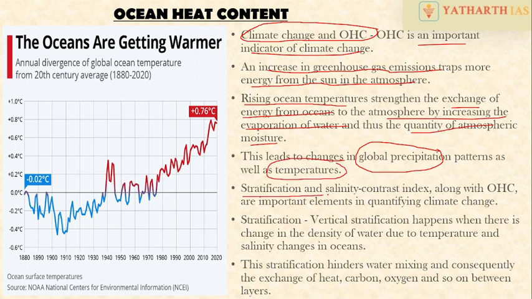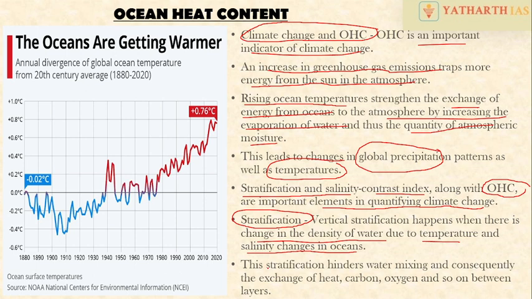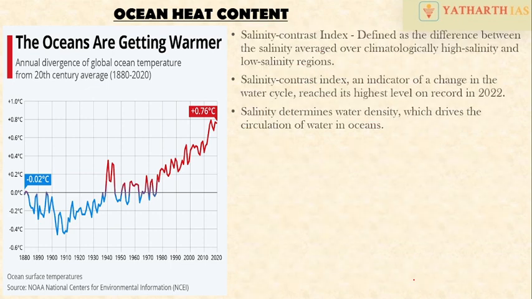So, stratification and the salinity contrast index, along with the ocean heat content, are important elements in quantifying climate change. Stratification: vertical stratification happens when there is a change in density of water due to temperature and salinity changes in oceans. The stratification hinders water mixing and consequently the exchange of heat, carbon, oxygen, and so on between the layers.